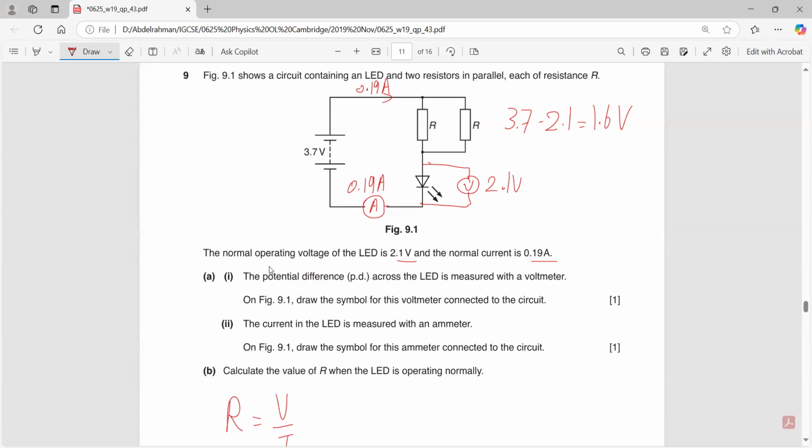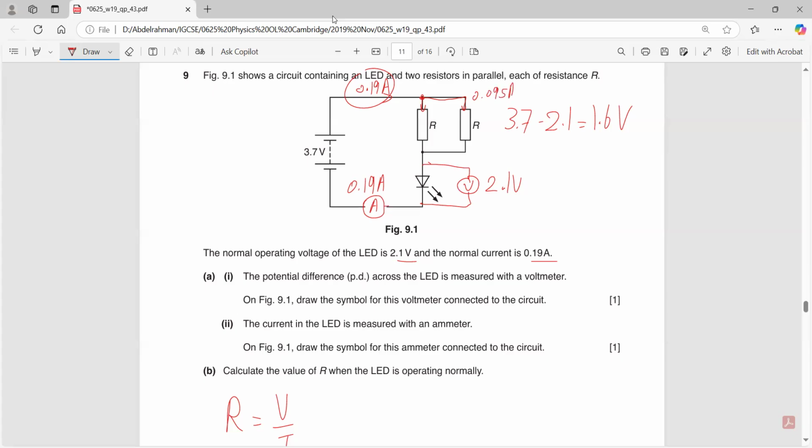Why would it be 0.19 divided by 2? Because this is the total current, and it would be divided equally. It's not the case for all resistors. It is only the case if the resistors are equal. If the resistors are equal, then the current will be divided by 2. What's 0.19 divided by 2? It would be 0.095.